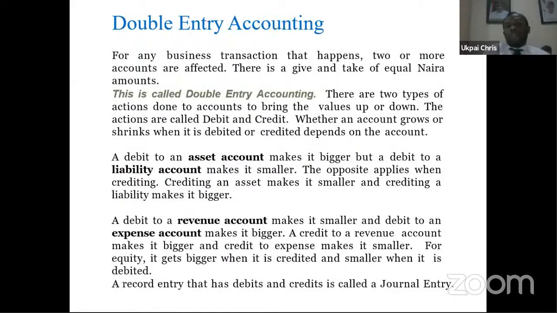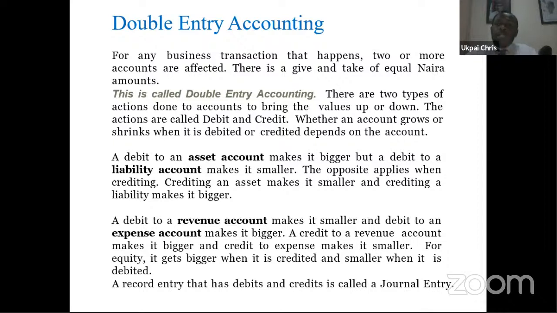Double entry accounting. I have told you about the basic principle of accounting that says every debit entry must have a corresponding credit entry. That is double entry accounting. For any business transaction that happens, 2 or more accounts are affected. I gave you an example of sales. If you sell 20 bags of garri, you credit your sales book, you have sold this, and then you debit your cash, this money is with me. Garri went out, cash came in. Am I communicating?